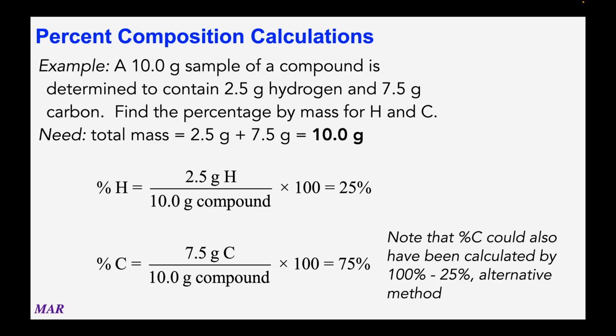Also notice that if you had the first value, 25% hydrogen, and you were feeling kind of lazy, you could have just taken 100% minus the percent hydrogen to find the percent carbon. So 100 minus 25% would give you 75% carbon, which is exactly what we found. So there are different ways to do these, and it's nice to know all the tools you have under your belt. Use the one that's best for you.